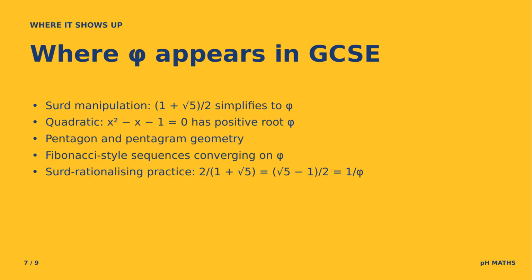Where phi shows up in your exam: surd manipulation, simplifying 1 plus root 5 over 2 into phi. Quadratics: x squared minus x minus 1 equals 0 has positive root phi. Pentagon and pentagram geometry questions at higher tier. Fibonacci-style sequences with consecutive ratios converging on phi, and surd rationalization practice. 2 over 1 plus root 5 simplifies to root 5 minus 1 over 2, which is 1 over phi.